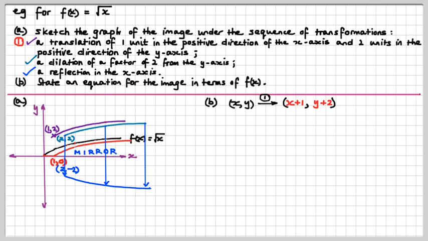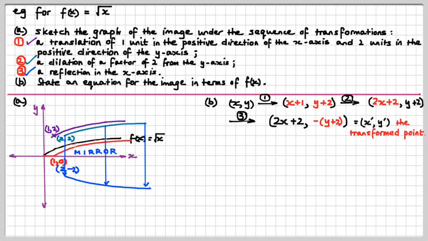A dilation of a factor of 2 from the y. Now it's from the y, that means the x gets multiplied by 2, doesn't it? There you go. Very good. Now, a reflection in the x, if you reflect it in the x, the y goes into its minus version, doesn't it? Yes, that's good. Oh, we're cooking, guys. I think that's all. That's the final transformed point, isn't it?